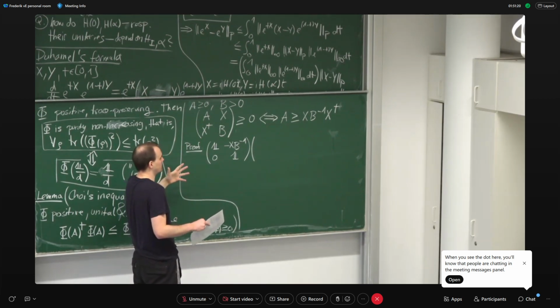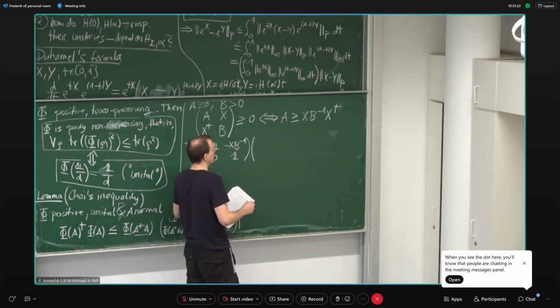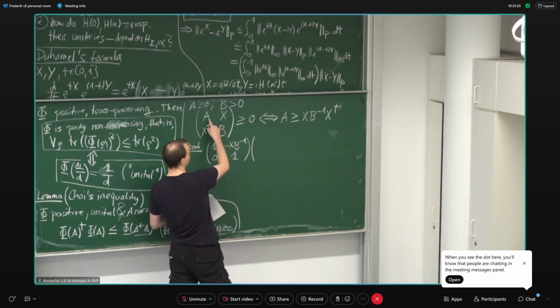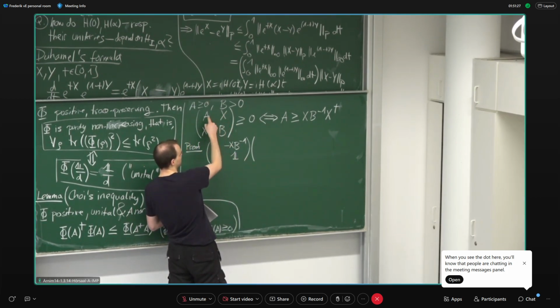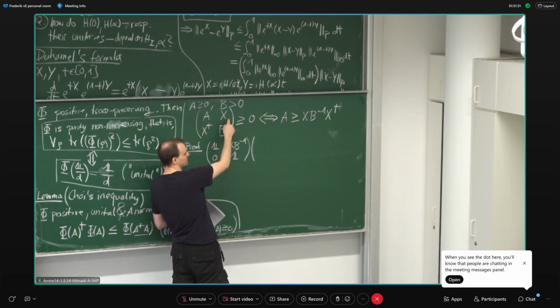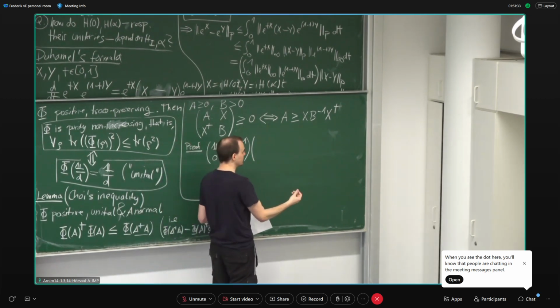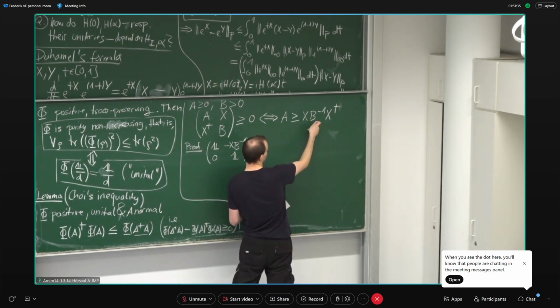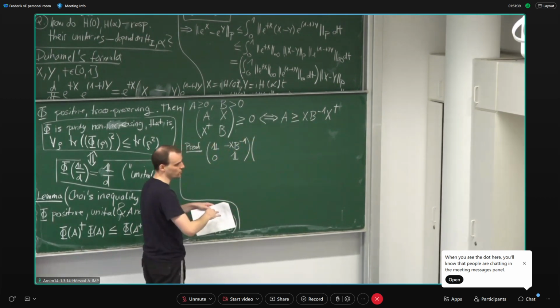In a way, you can think about it kind of as a determinant. Like if these were numbers and this is already positive, we could just check that the determinant, so A times B, and this X dagger, is positive. And if this is a number, we could just pull it over. So in a way, this is a generalization of determinants for block matrices.